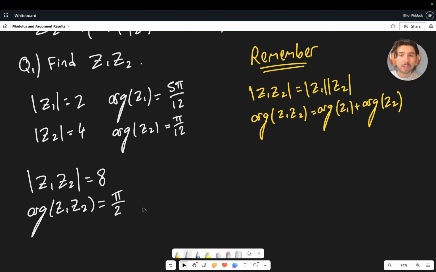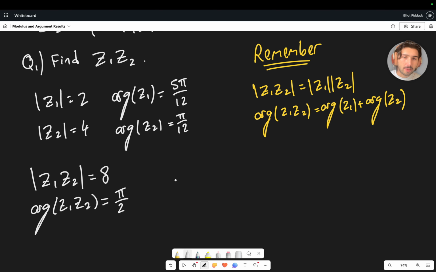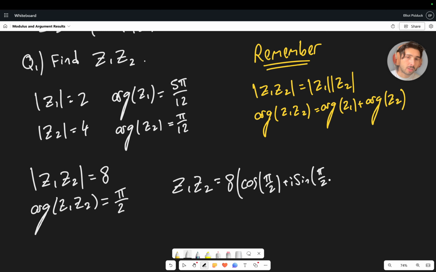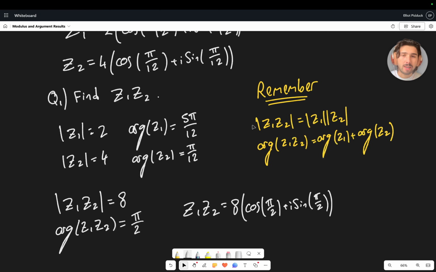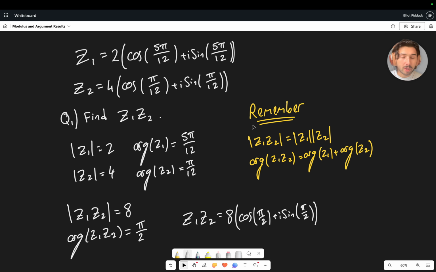So that means we can write down the final answer: z1 times z2 is the modulus, which is 8, open bracket, cos of the argument, which we now know is pi over 2, plus i sine pi over 2. As you can see, the benefit here is that that was really quick, actually. And this can be simplified even more. If you don't want it in polar form or modulus argument form, that's okay. We can just convert it back because pi over 2 is quite a nice number. But this is one of the many benefits of putting a number into polar form.